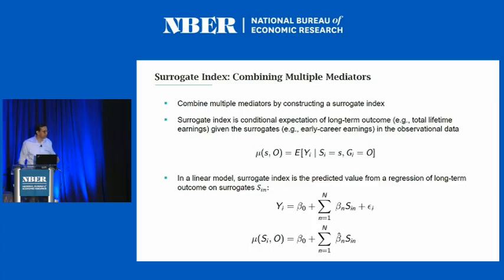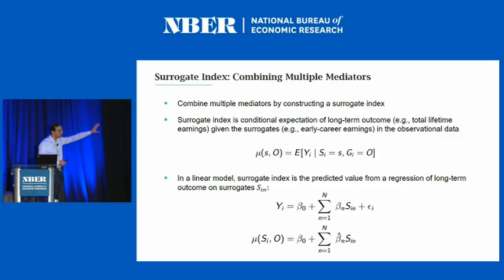In some recent work we've done with Susan Athey, Guido Imbens and Hyunseung Kang, we basically think about how to extend the surrogate literature to this case with multiple mediators. And the way we do that is really quite straightforward. It's by constructing what we call a surrogate index. So what is the surrogate index? It's the conditional expectation of the long-term outcome, in this case, total lifetime earnings, given the surrogates, which could be, in the example I just gave, various early career indicators, earlier career earnings, and so on, in the observational data.